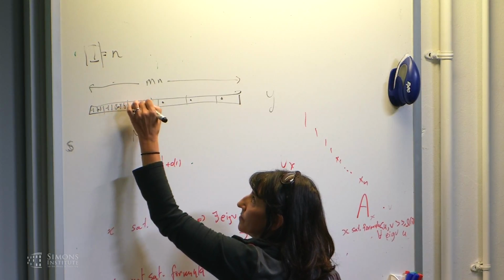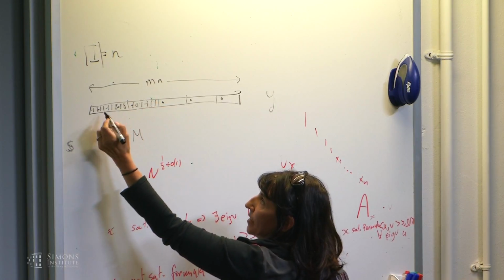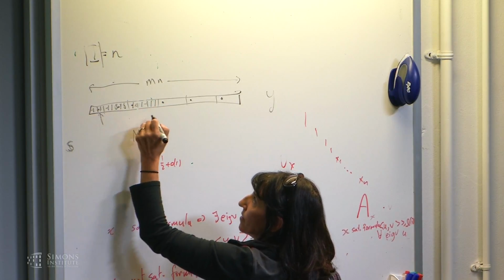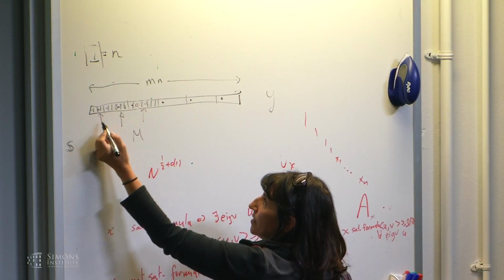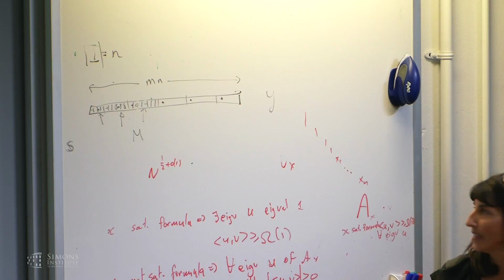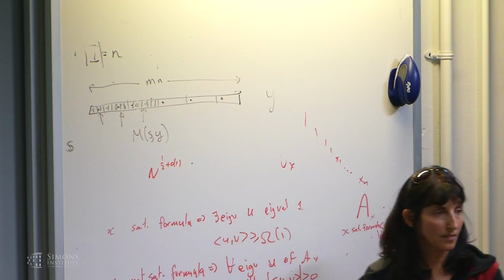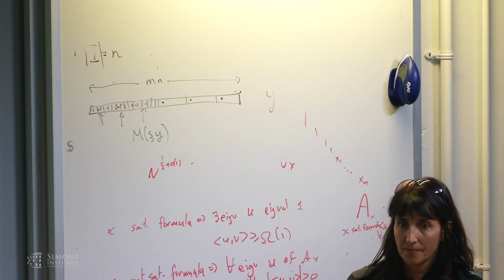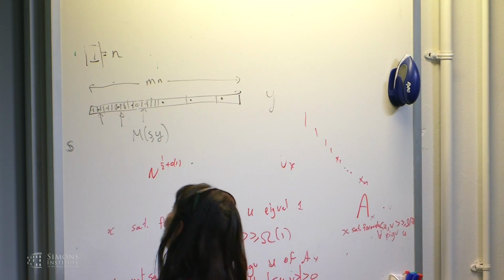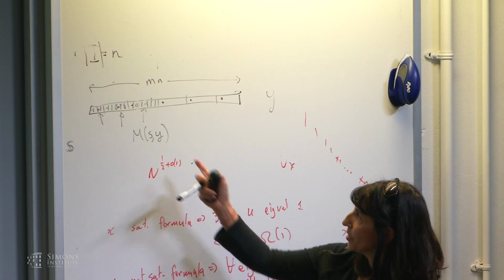Sorry, minus 1, 1. And so x picks out one location in each of these blocks, and I'm just multiplying them together, or I'm adding them up mod 2. And that's going to be the value of m of sy. So it's going to be either 1 or minus 1.